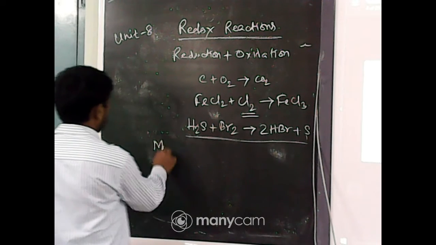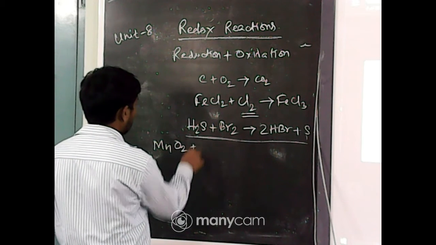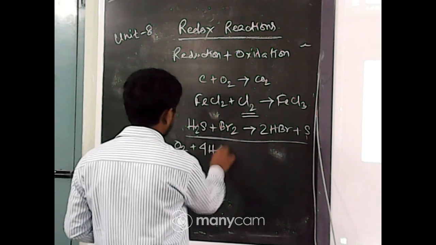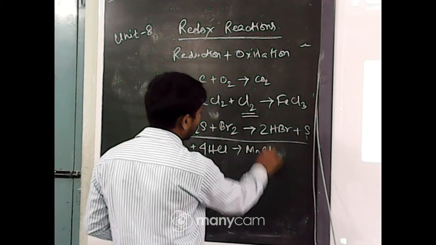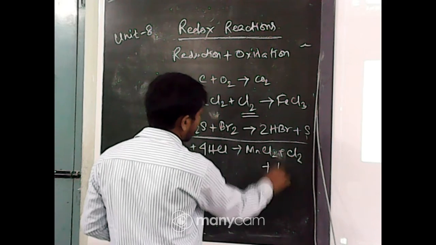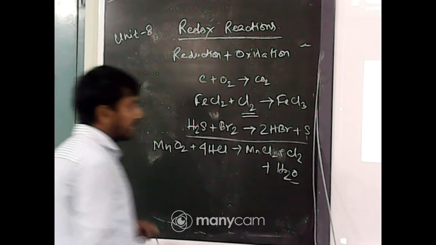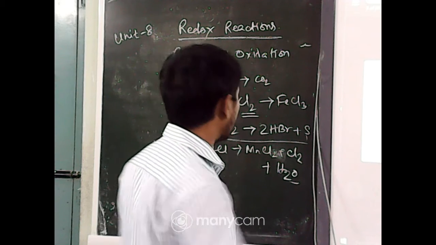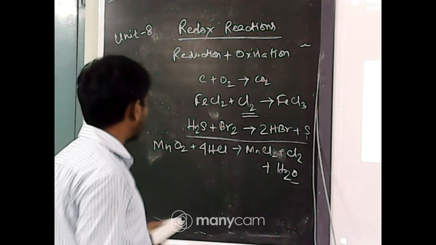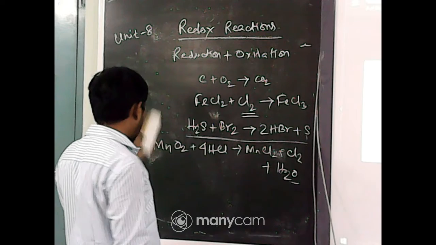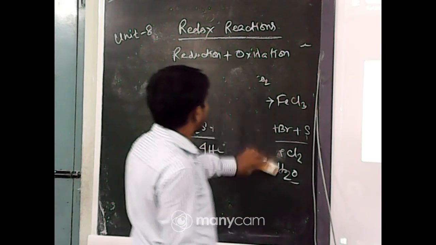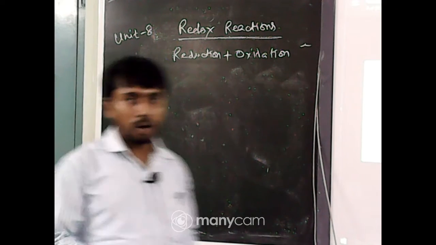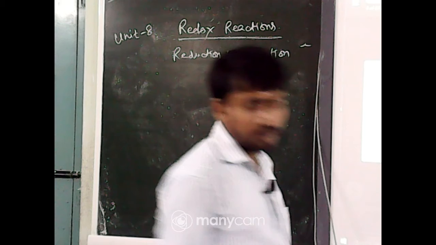There are many more examples of that, such as MnO2 plus 4HCl forming MnCl2 plus Cl2 plus 2H2O. This was also an example given in the class 10 NCERT book. Here also oxidation and reduction occur simultaneously. Okay. So, MnO2 and HCl. From this example we can again recap our previous knowledge on oxidation and reduction.